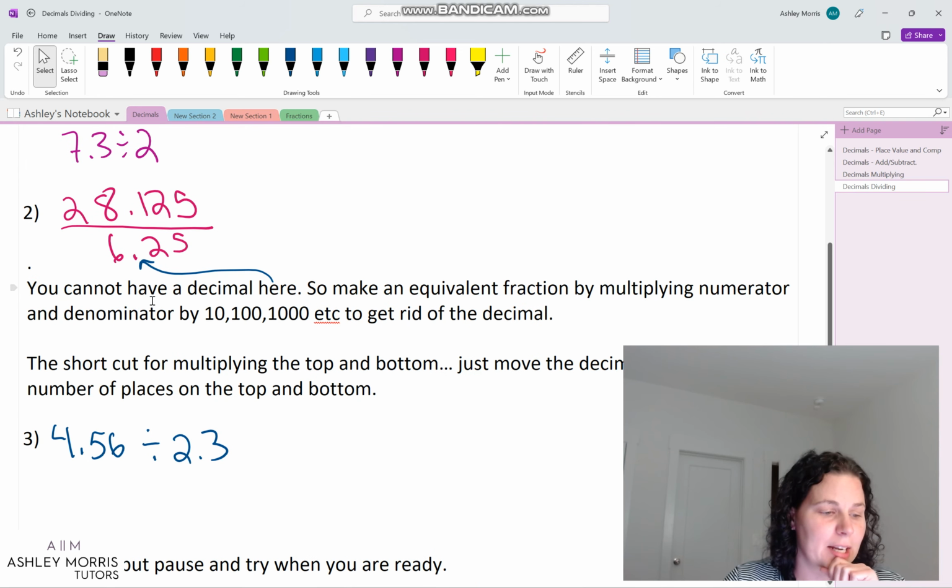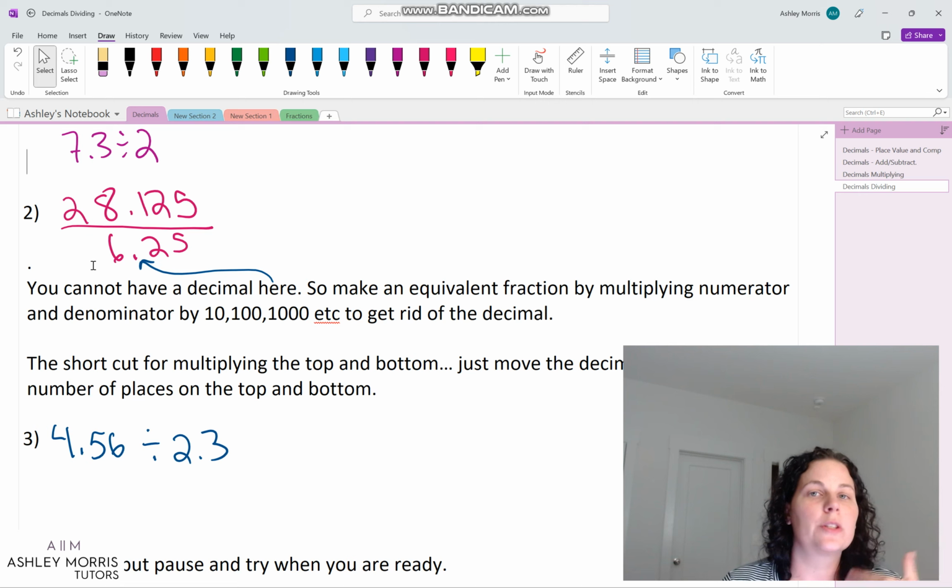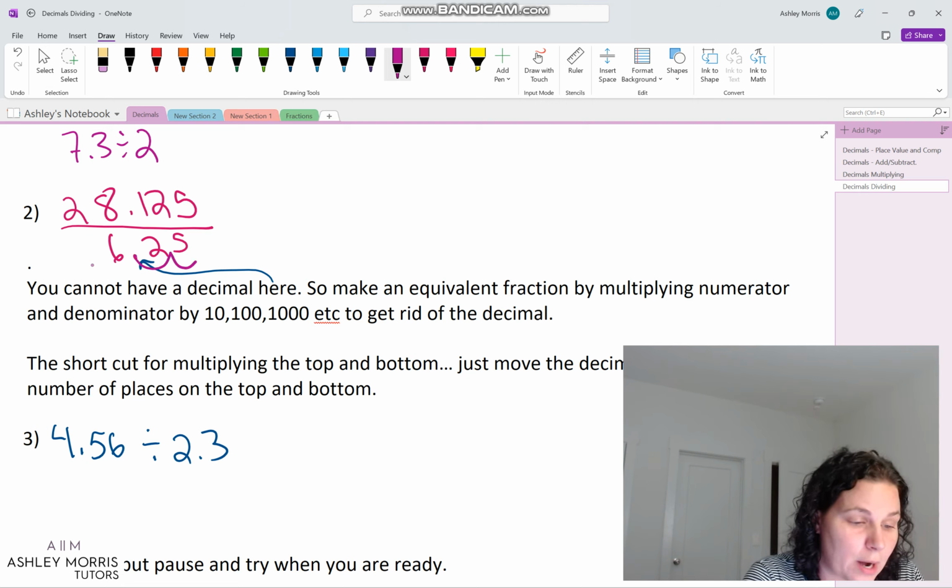So we are not allowed to have a decimal on the denominator. Or if we were going to write this out as long division, you're not allowed to have a decimal outside the house. So the way we fix that is by multiplying by 10, 100, 1,000, whatever we need to move that decimal over enough that it's gone. So in this case, we need to move the decimal place over twice. So we're going to multiply by 100 on the top and bottom. That's a lot of work, so we're just going to use the shortcut where we just move it twice.